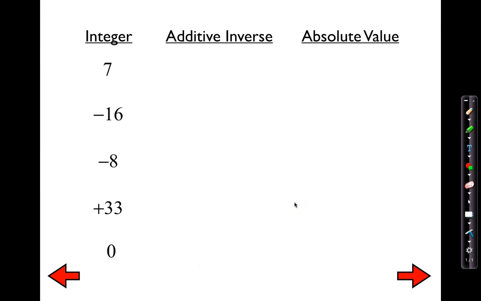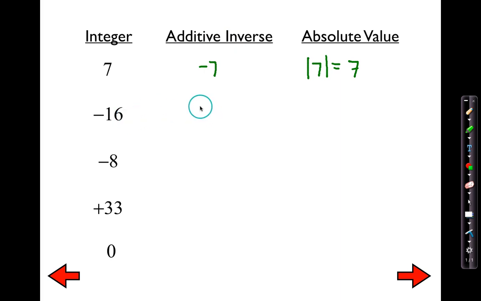Okay, so now let's take some more practice. We're going to compare additive inverses as well as absolute value. Let's see if they're always going to be the same, or if they're going to be different. So the additive inverse of 7 would be negative 7. I know this because 7 plus negative 7 gives you 0. Well, the absolute value of 7, how far is 7 from 0? 7, so I would say 7.